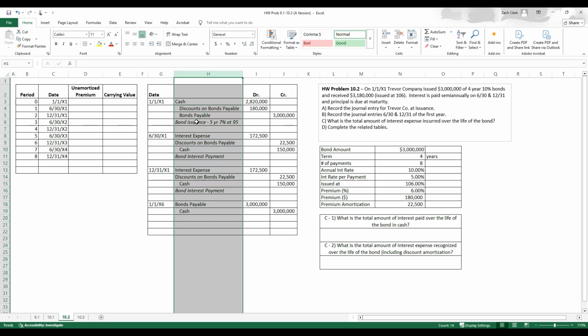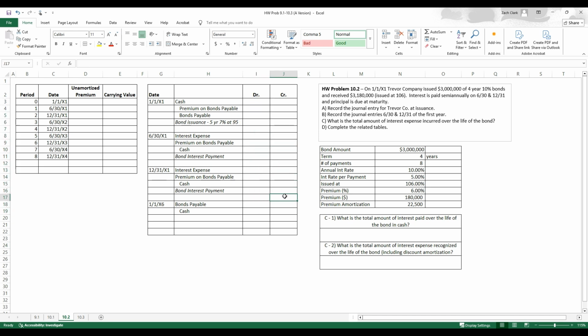If you want to learn a trick to change everywhere that says discounts to say premium, we can just highlight all the area that has that terminology we want to change. Then you can come up to find and select and click replace. Then we put in discounts, it's going to find everywhere it says discounts in our selection, and we replace that with premium. So there we go. Now it says premium on bonds payable in each of the instances. That's looking good. Okay, so let's clear our amounts out here.